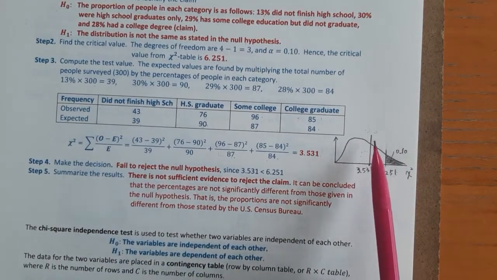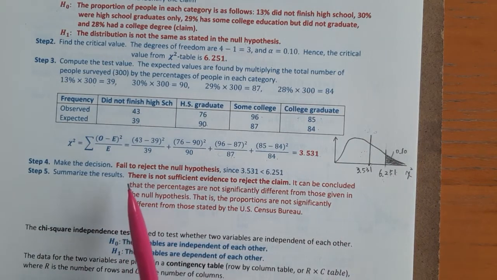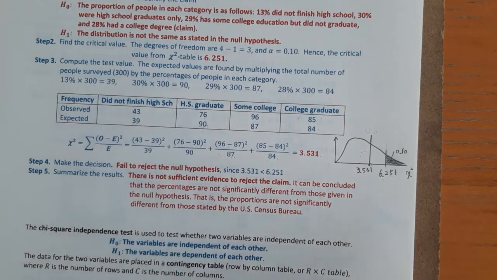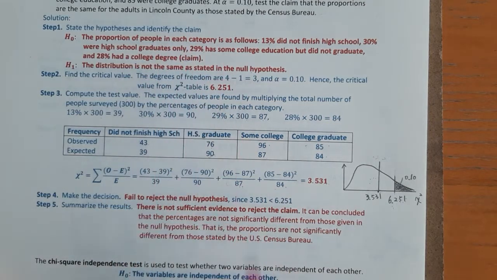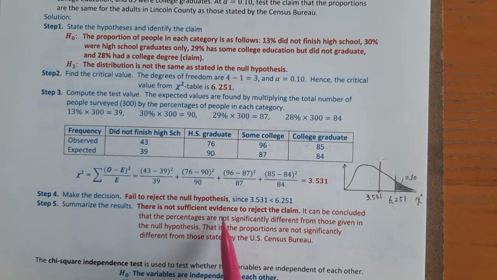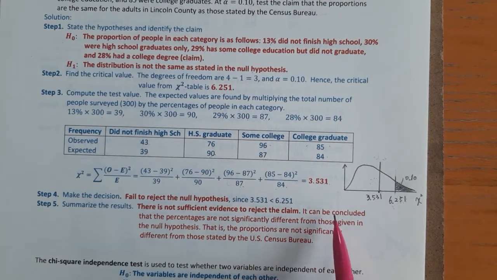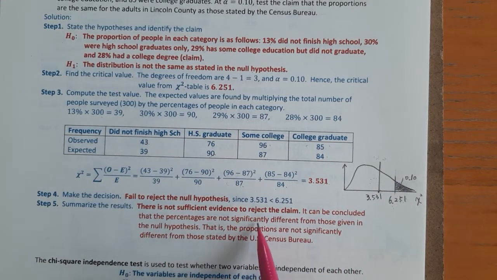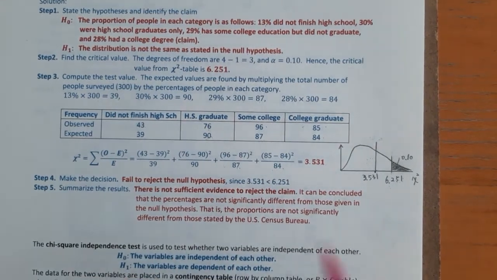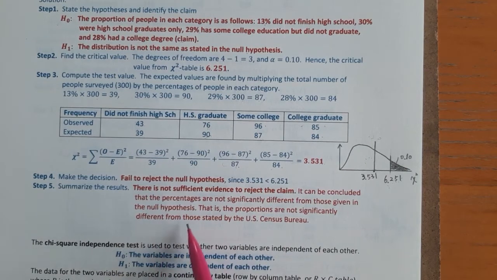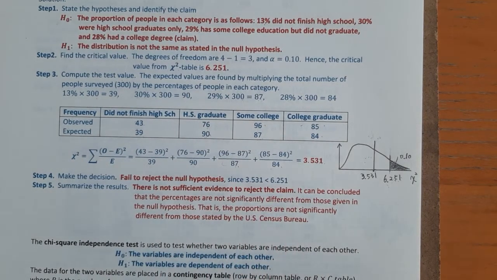So it supports H0. Do not reject H0. There is not sufficient evidence to reject this claim, H0. It can be concluded that the percentages are not significantly different from those given in the null hypothesis. The sample percentage is equal to the census. That is, the proportions are not significantly different from those stated by the U.S. Census Bureau.